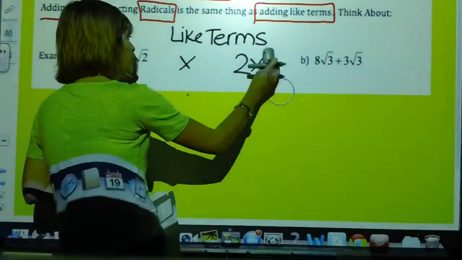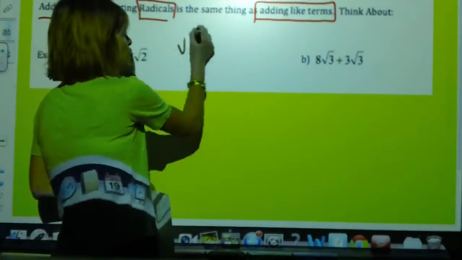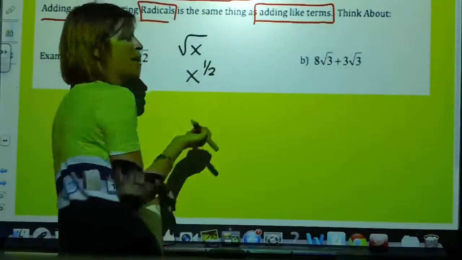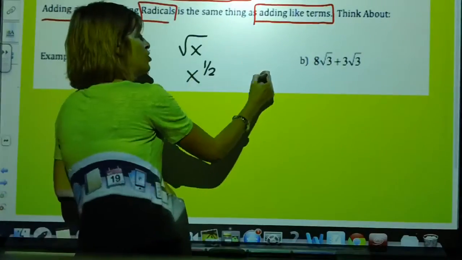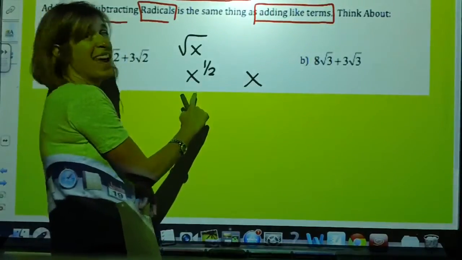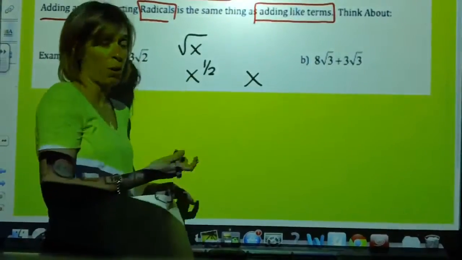Radicals are extremely similar to like terms because although you don't know it yet, the square root of x could be written as x to the 1/2 power. That's actually what it means as an exponent. So if I wanted to compare just a plain old x and x to the 1/2, they aren't like terms because they don't have the same exponent.